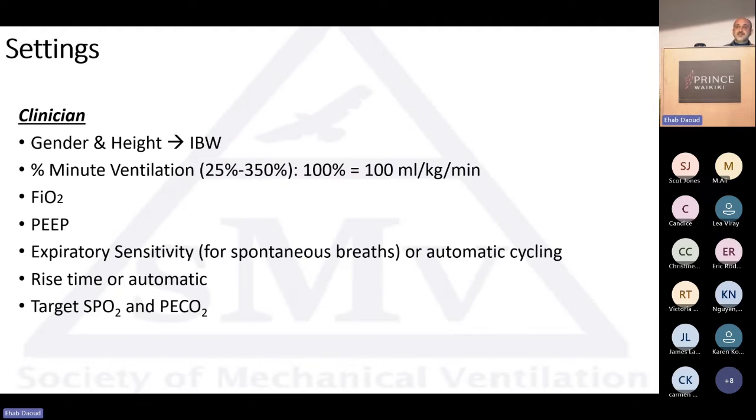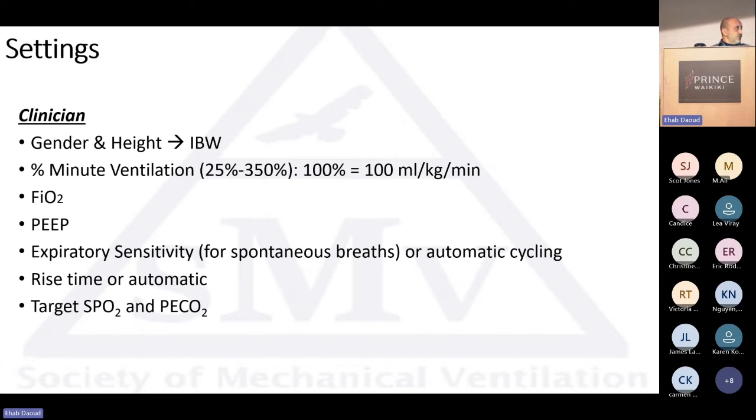Okay, so what are the settings, how are we going to set it? For clinicians, you have to enter the gender and height to get the ideal body weight. You have to dial the percent minute ventilation. It's a very big range, it gives you the option from 25% to 350%. So what the hell does that mean? Usually 100% means 100 milliliters per kg ideal body weight. You can increase it or decrease it according to your CO2 elimination or the patient's effort.